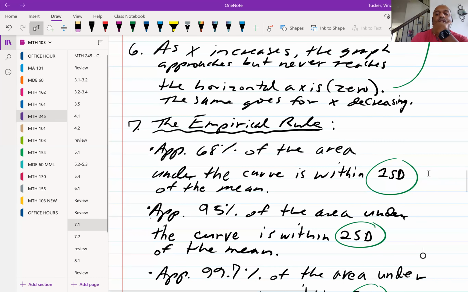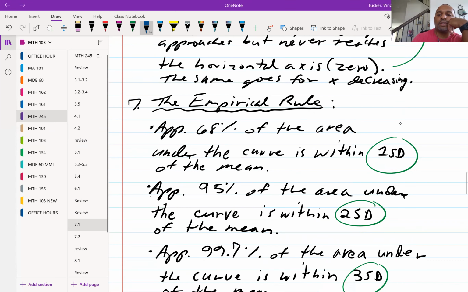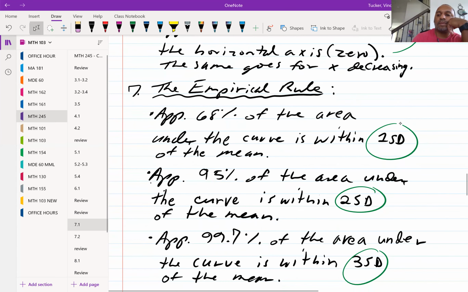Everybody on into number 6. No, if you're talking about right here, that's 1 standard deviation, that's 1 SD. And then here would be 2 SD, and then the next one would be 3 SD. I think that's what you're referring to. Yep, 1 standard deviation.